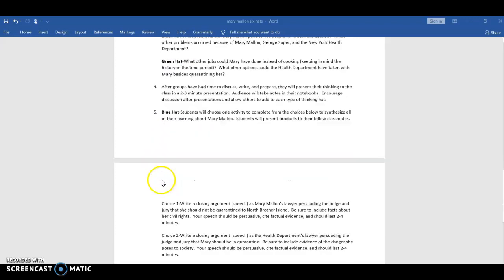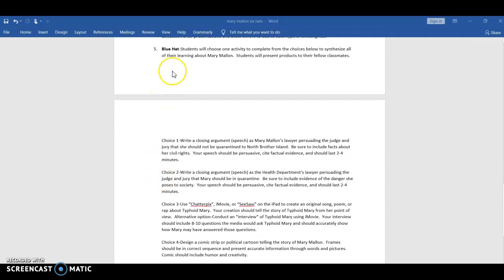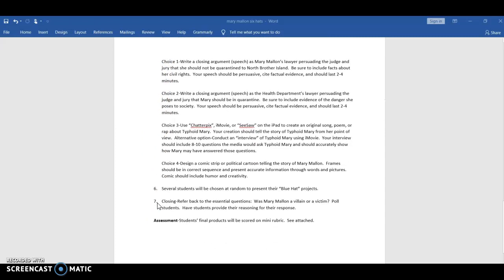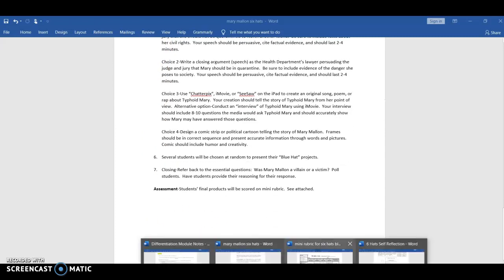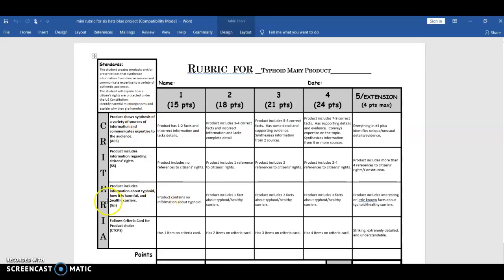When they're finished with that, they move on to the blue hat project, where they have a choice of how they want to show all of the information they've learned, and the final product is assessed with a rubric.